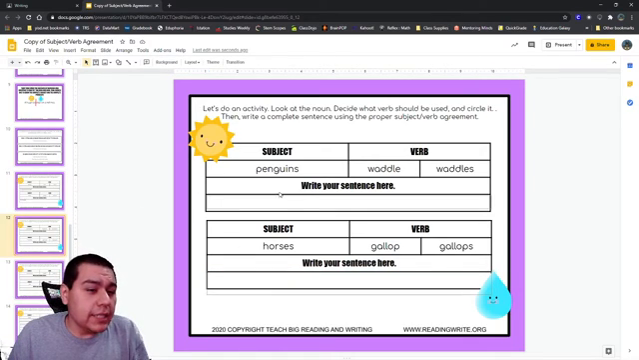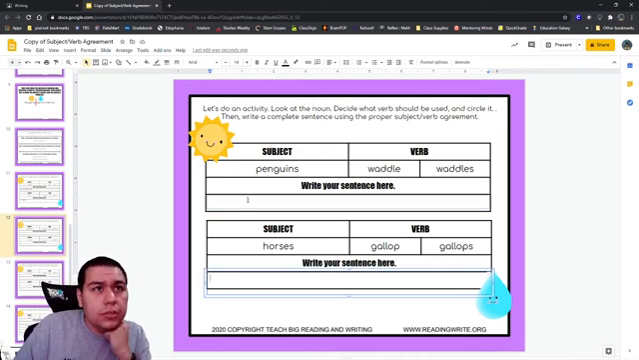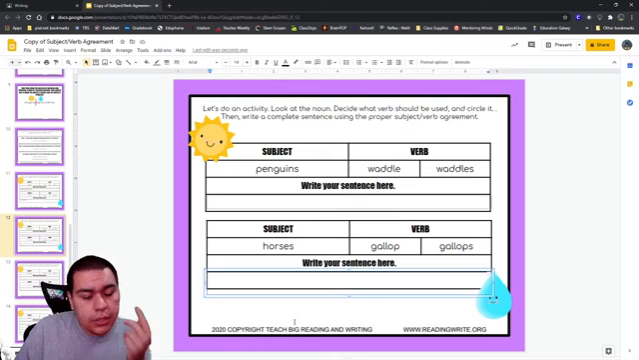Okay, the next slide, slide 12, has two charts for us, two boxes. One sentence, they want us to write about penguins, and we need to use either the verb waddle or waddles. And the next one, we have to use the subject horses and either use the verb gallop or gallops. So again, I'm going to give you about 3 or 4 minutes to write down those two sentences. So one about penguins on the top and then one about horses on the bottom. And then we'll check them together to see if we use the right verbs and see a few different ways to end our sentences.